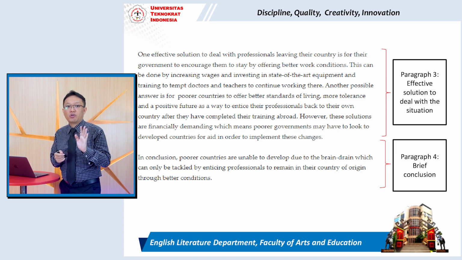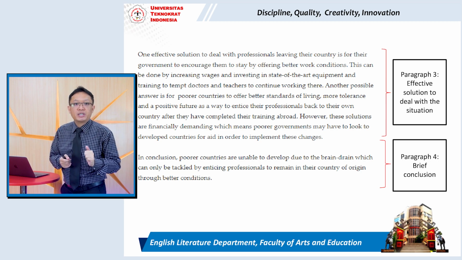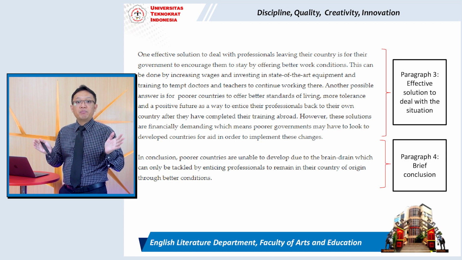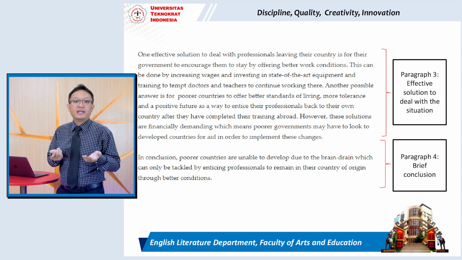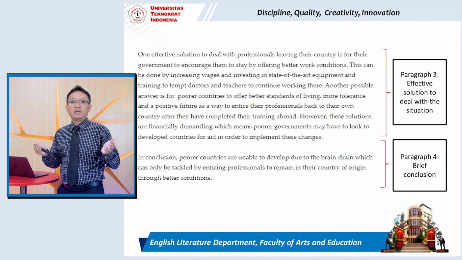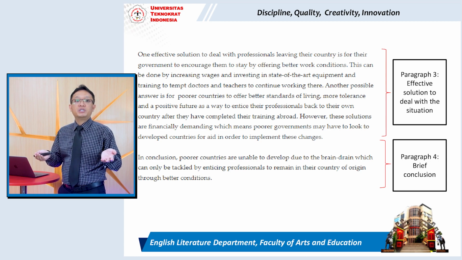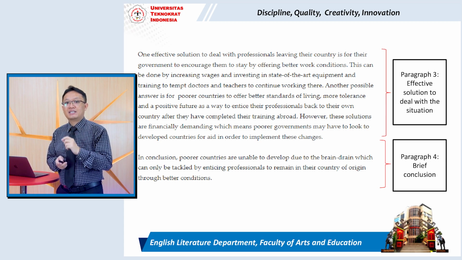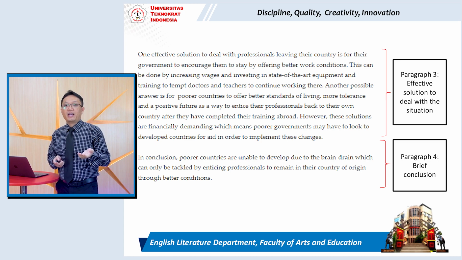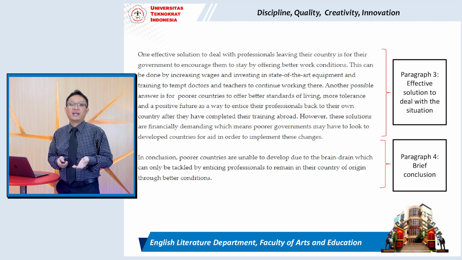Paragraph 4 is a brief conclusion. In conclusion, poorer countries are unable to develop due to the brain drain, which can only be tackled by enticing professionals to remain in their country of origin through better conditions. So this is the brief conclusion that you may write to end your essay. Okay, students, I hope you have understood this sample essay, so you get a good pen later.